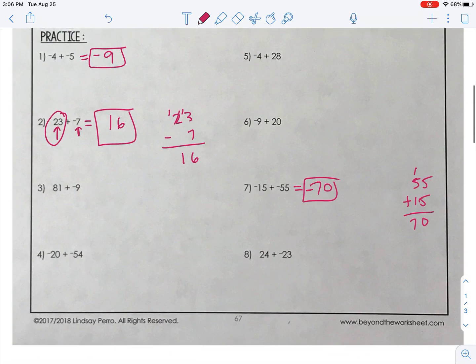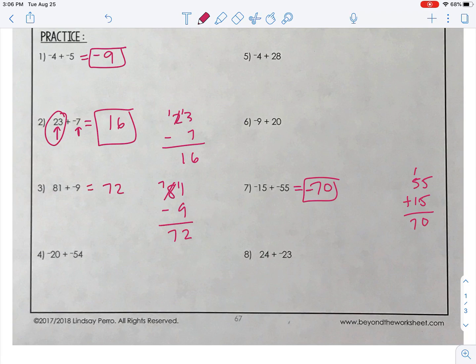Okay, let's do number 3. Number 3, we have 81 minus 9. I put the bigger number on top. I am subtracting because the 81 is positive, the 9 is negative. The signs are different, so we have to subtract. We also have to borrow again. I can't take 9 away from 1, so I lower the 8 to a 7 and make that 1 an 11. 11 minus 9 is 2. 7 minus nothing is 7.